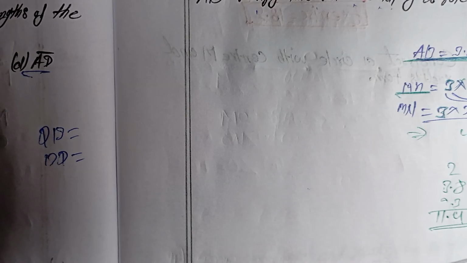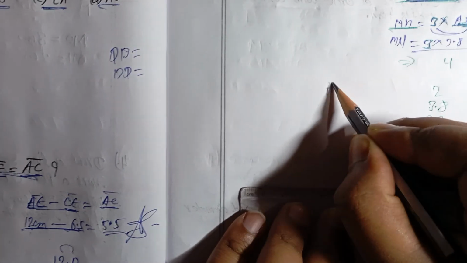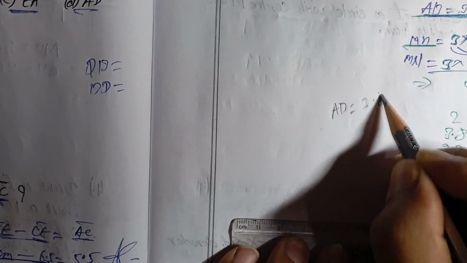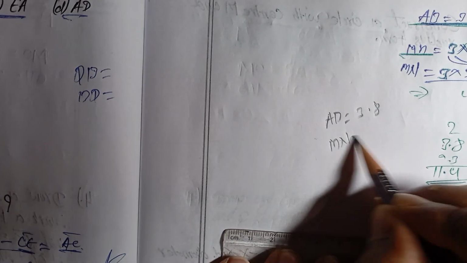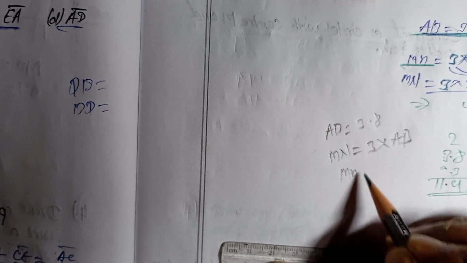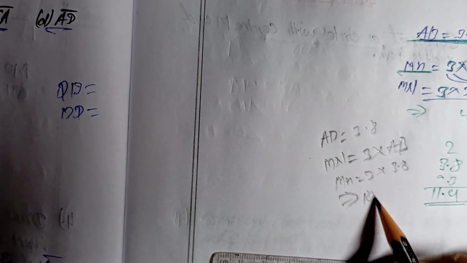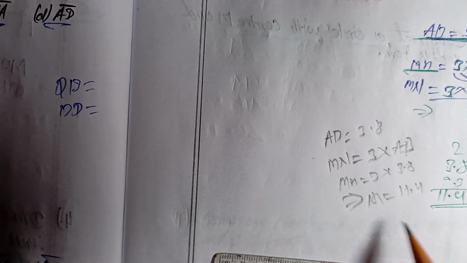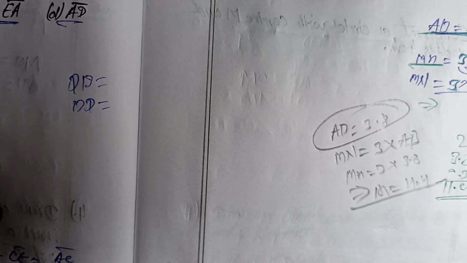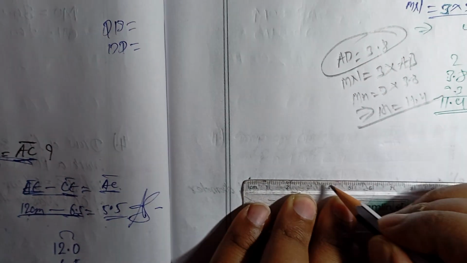Now let's do this one here. This is a scale. Let's find the AB distance first. What is the AB distance? It is 3.8. The MN distance will be 3 times AB, so 3.8 times 3 equals the MN distance, 11.4. We already know that. So first create this AB distance. Here this is a scale; from here to here, 3.8 is there.